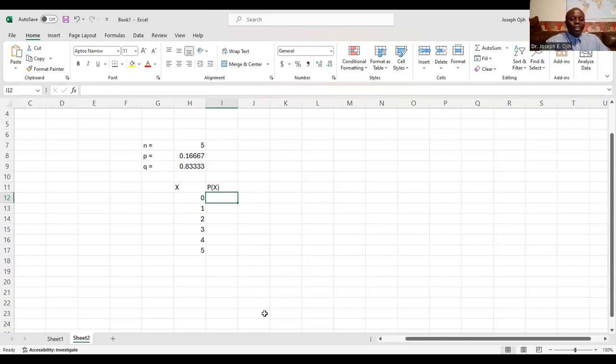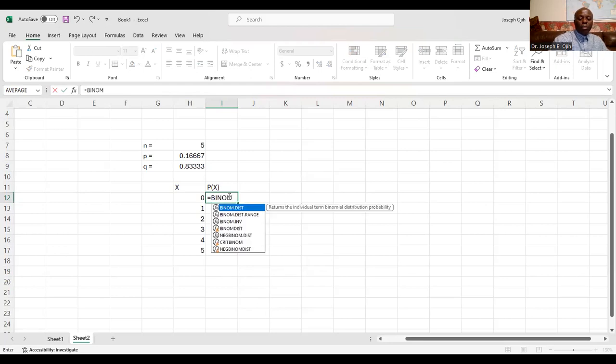Yes. Okay. So now in the formula right here, put equals and type binom.dist. Once I type it, it will show up. Double click on it. Then you can see that it has number of successes, then the trials, then the probability of success, then cumulative.